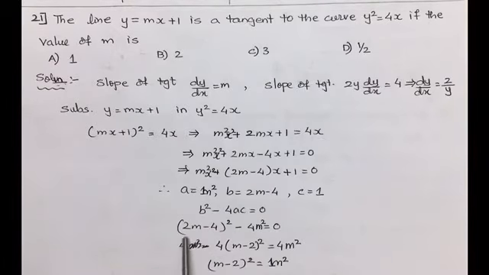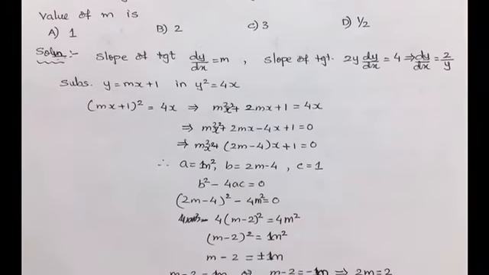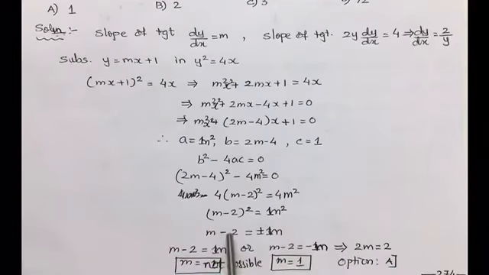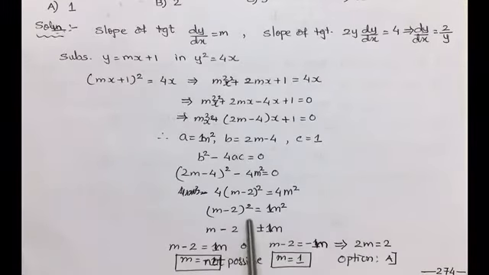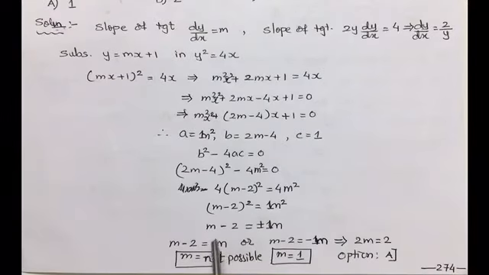Taking 2 common, and as the square is there, we get (4m minus 2) whole square, with 4m square taken to this side. 4 and 4 get cancelled, and we get (m minus 2) whole square is equal to m square. Now removing the square from here, we get m minus 2 is equal to plus or minus m. So m minus 2 is equal to m, which is not possible.